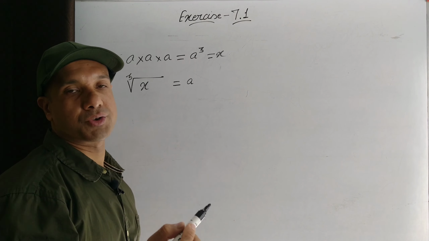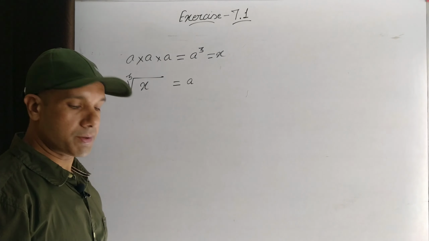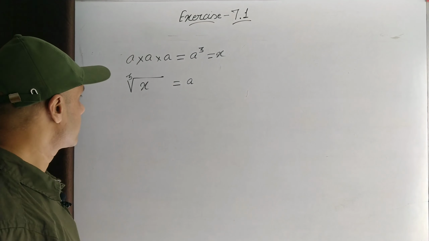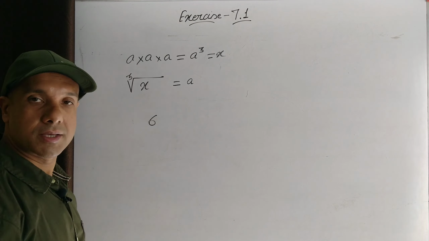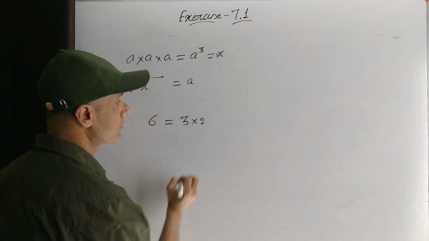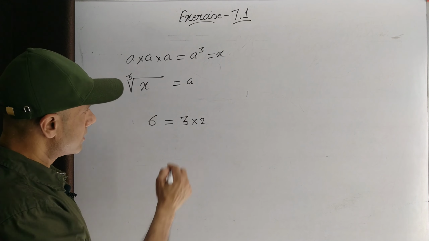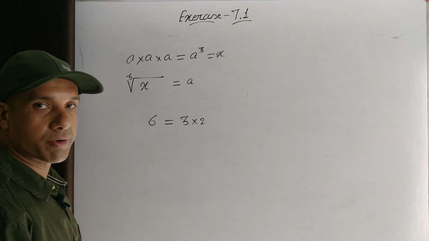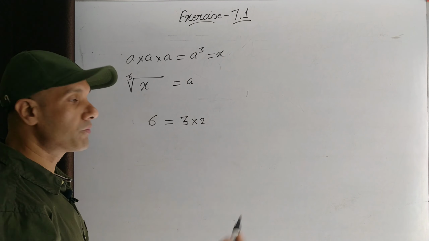Every natural number is either a prime number or a multiple of prime numbers. That means, suppose we take 6. 6 is not a prime number, but 6 is equal to 3 into 2. Both these are prime numbers. This makes our calculation faster. This concept will be required while solving the steps in a faster manner.